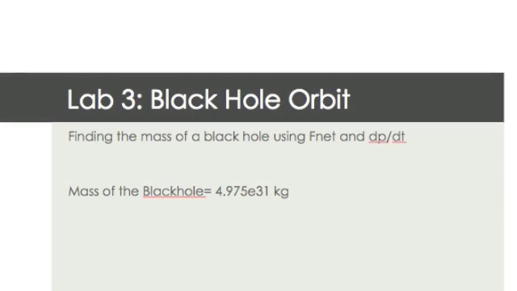The objective of Lab 3 was to find the mass of a black hole by using information from a star orbiting it. The mass could then be calculated by using the star's net force and momentum vectors. The mass I found was 4.975 times 10 to the 31st kilograms.